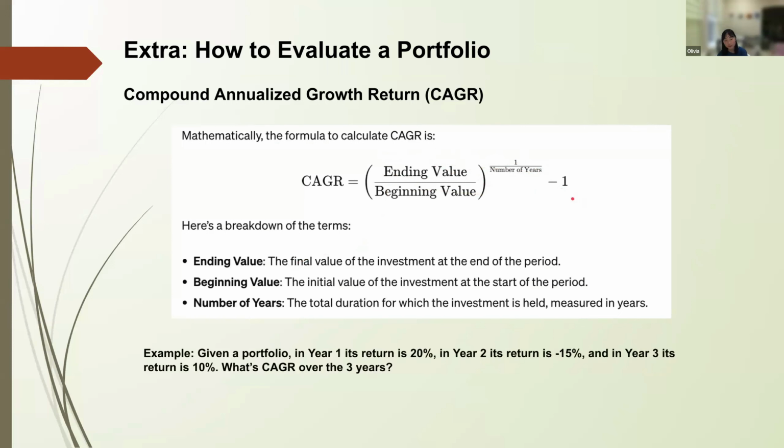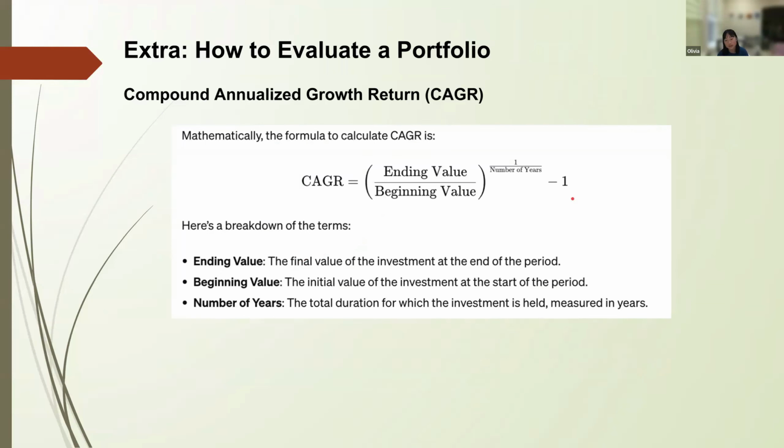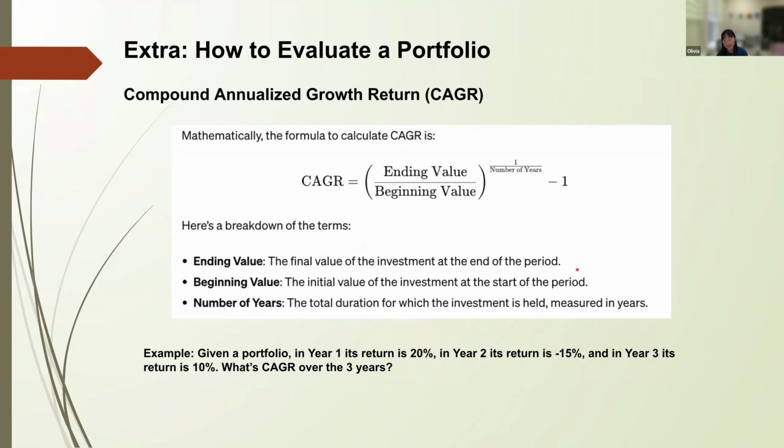Given a portfolio, in year one the return is 20%. In year two, the return is negative 15%, and in year three, the return is 10%. What do you think its CAGR would be over the 3 years? If you don't want to calculate this mathematically, since it would be kind of lengthy, fine, what would you guess its CAGR would be? The compound annualized growth return.